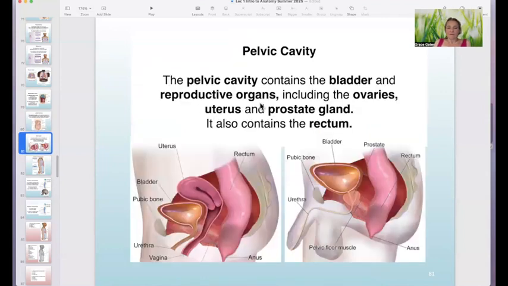The pelvic cavity contains the bladder and the reproductive organs, including the ovaries, the uterus, and the prostate gland, and it also contains the rectum, the end of the large intestine.